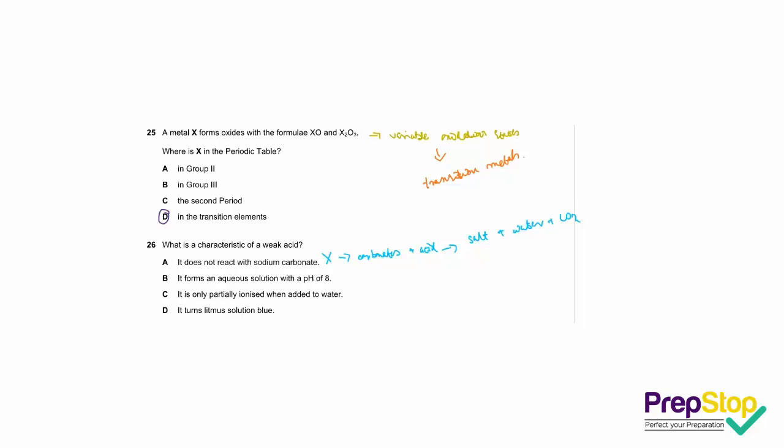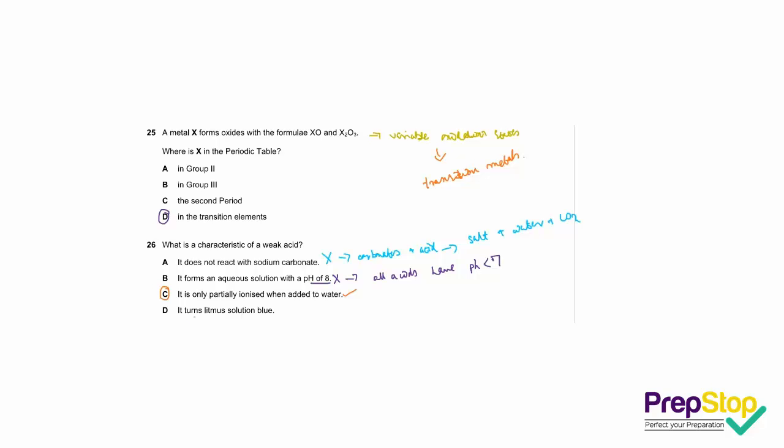Option B. It forms an aqueous solution with a pH of 8. This is incorrect as well because all acids, even weak, have a pH lower than 7. Option C states it is only partially ionized when added to water. This is correct because the difference between a strong acid and a weak acid is the degree of ionization. Weak acids are only partially ionized, hence option C is the correct answer.